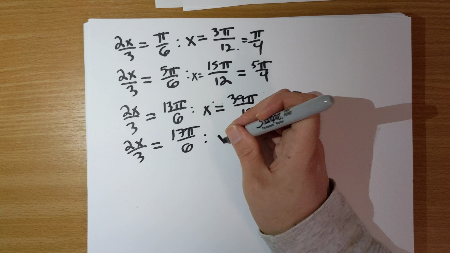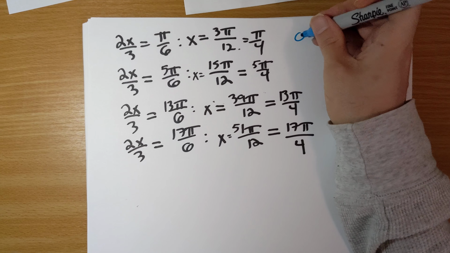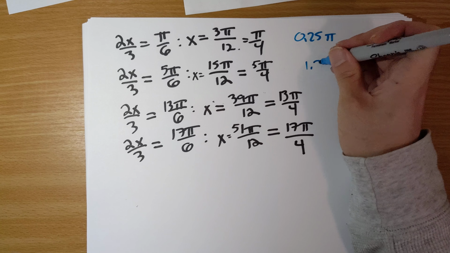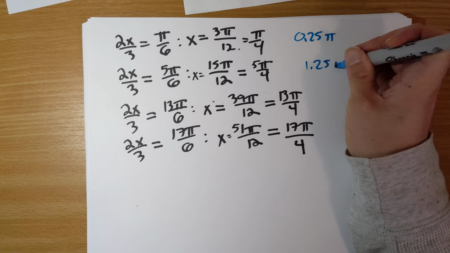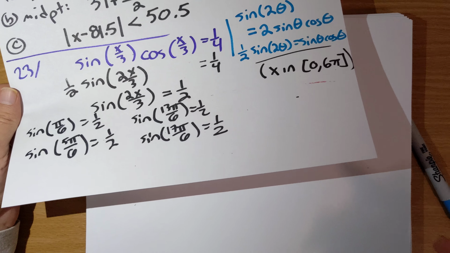So far, let's see here, we need x to be in the interval from 0 to 6π. So this is 0.25π, 1.25π. This one here is going to be 3.25π. This one is going to be 5.25π.